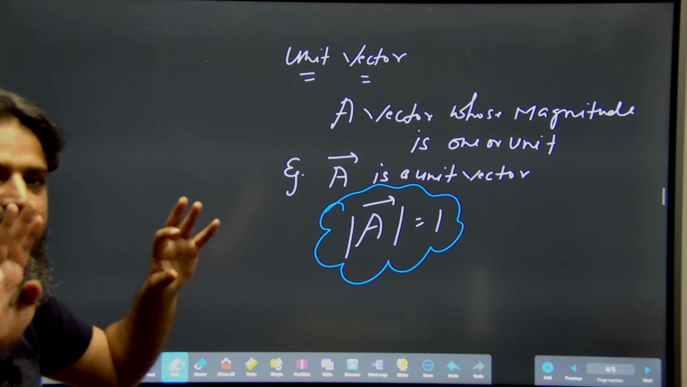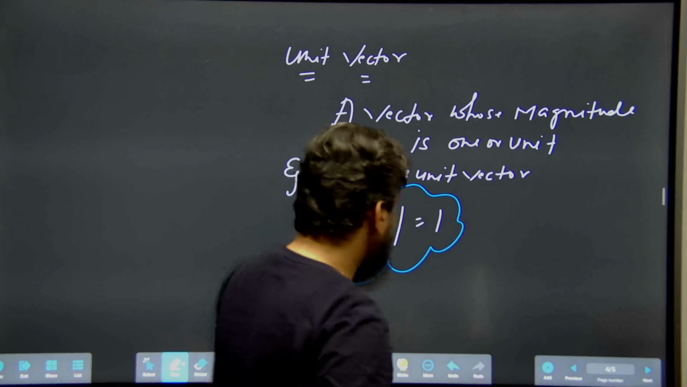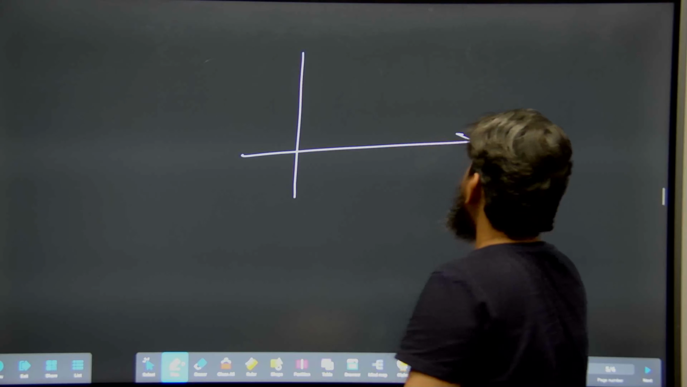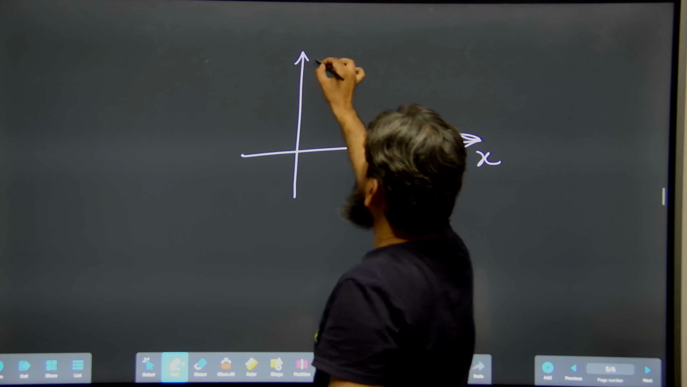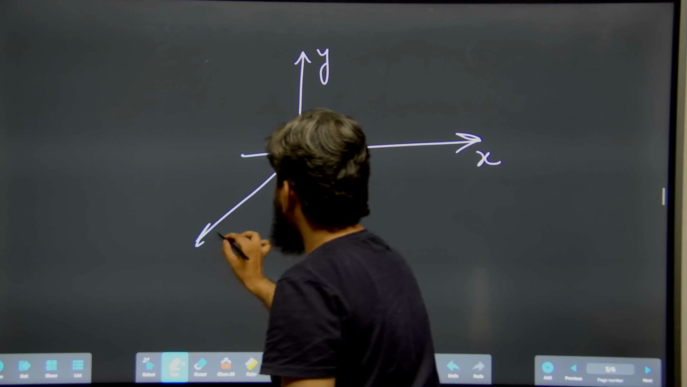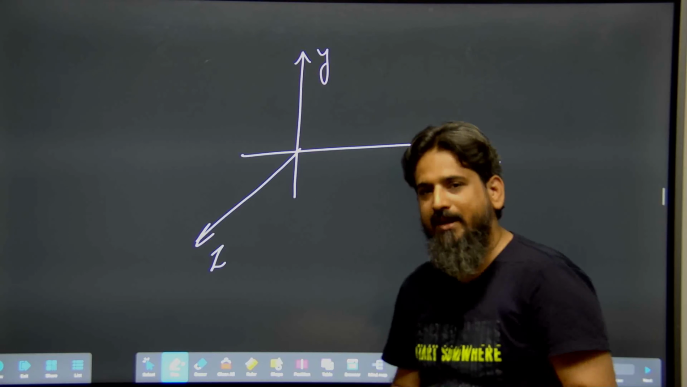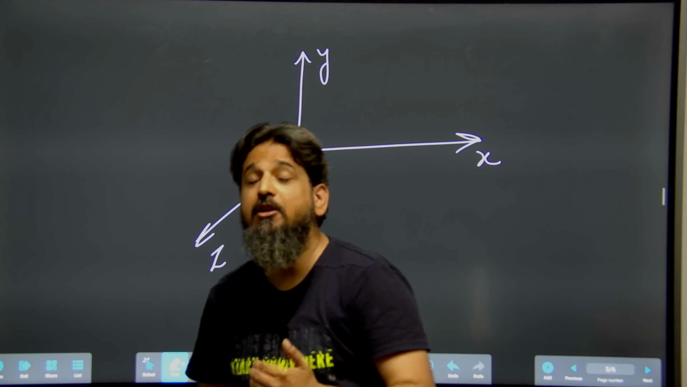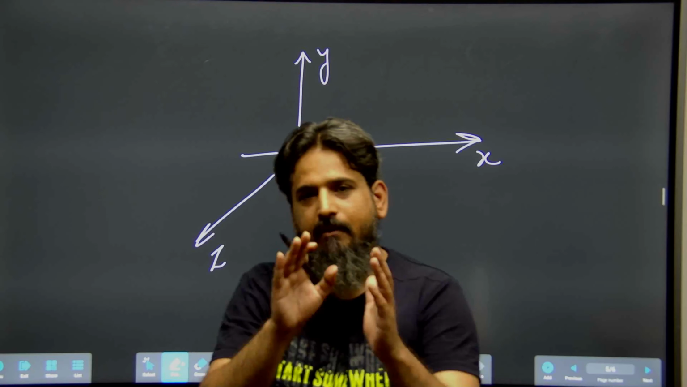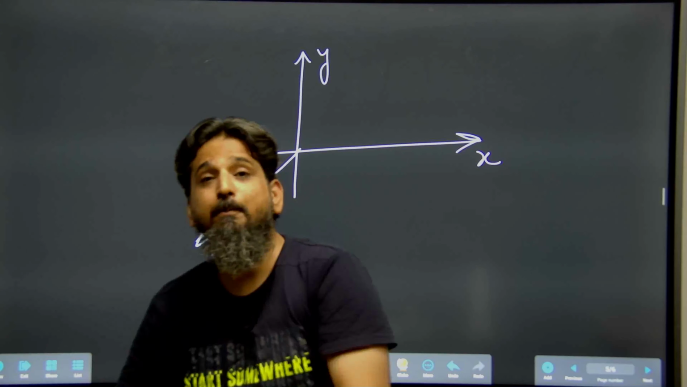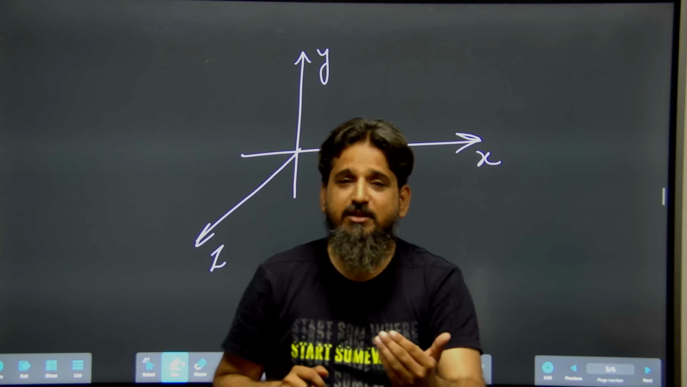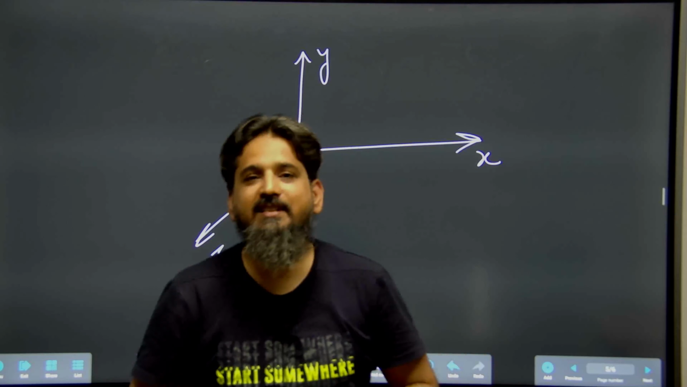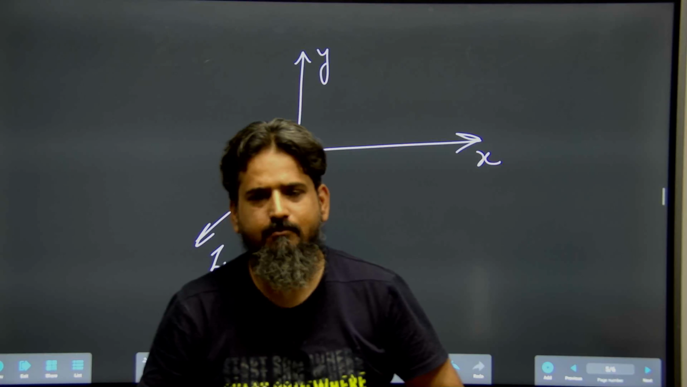So we have 3 coordinates. All of you know that we have x, y and z. Let's say this is the x-axis, this one is the y-axis, and this one is the z-axis. Now we are dealing with unit vectors. The vector magnitude is 1, but if the magnitude is 1, what is the use of a unit vector? To represent direction.